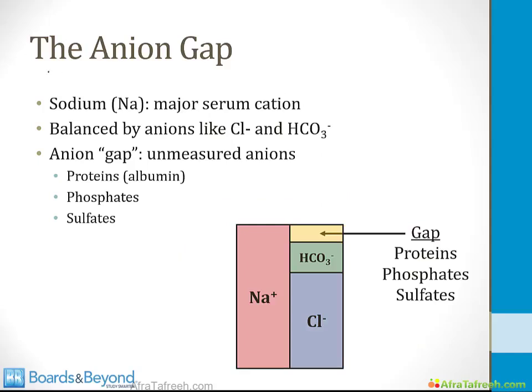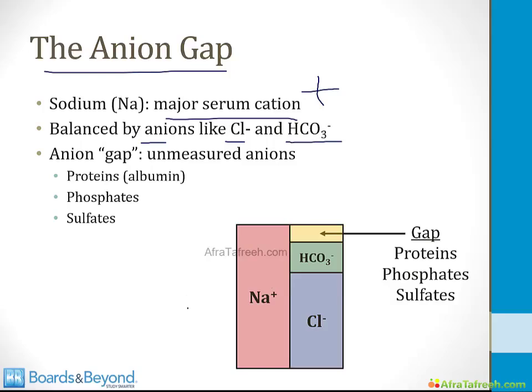So now let's talk about the anion gap. Sodium is the major cation in the serum, meaning it's the major positively charged molecule that you find in plasma, and it is balanced by anions, which are negatively charged molecules like chloride and bicarbonate. All positive charges in the plasma are balanced by negative charges. The plasma does not have a net charge of either a positive or negative value.